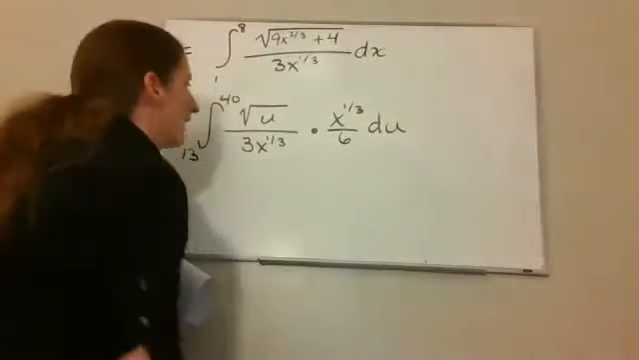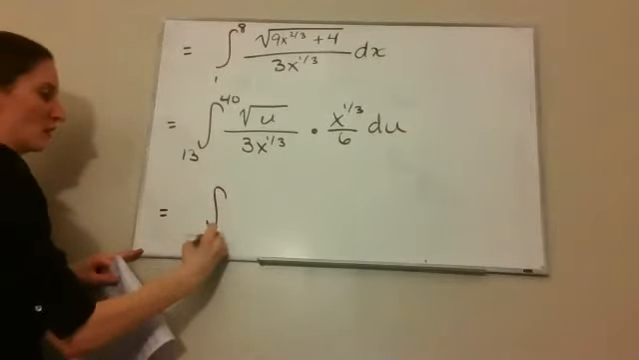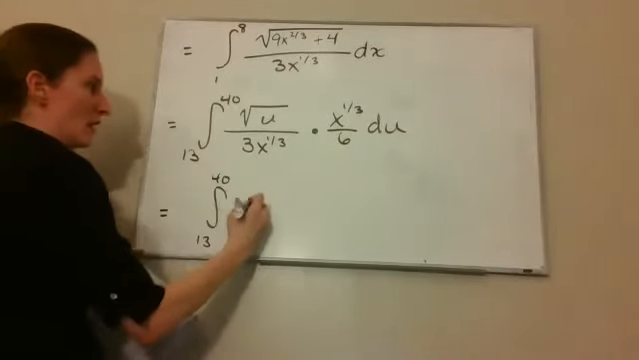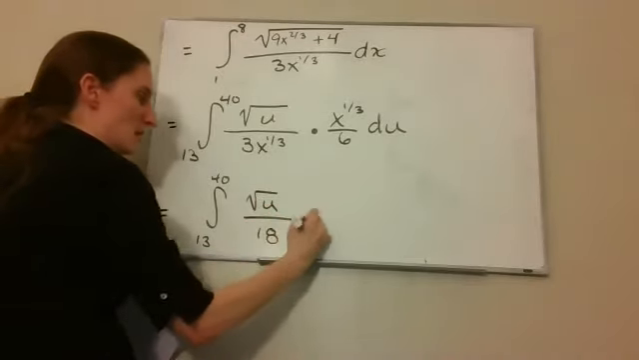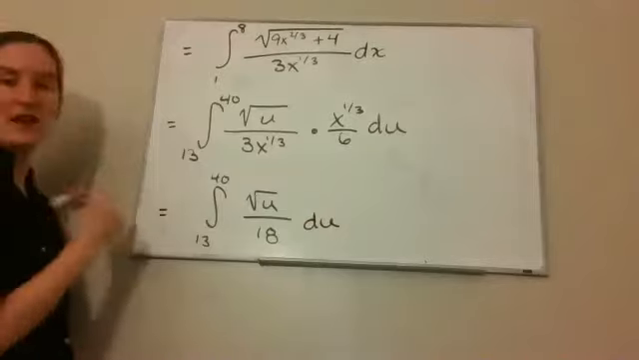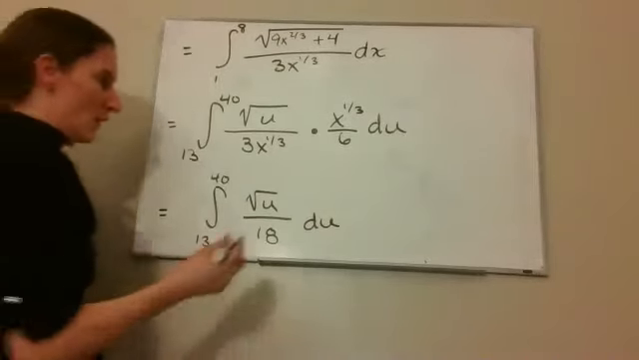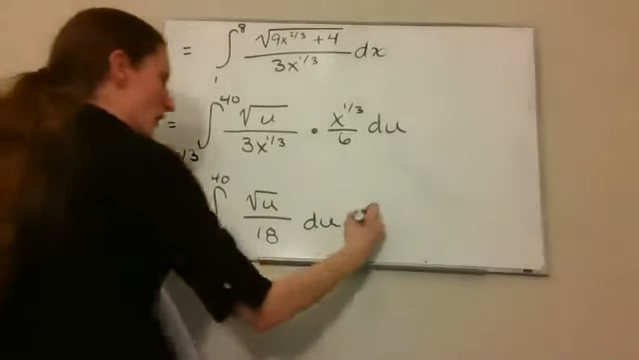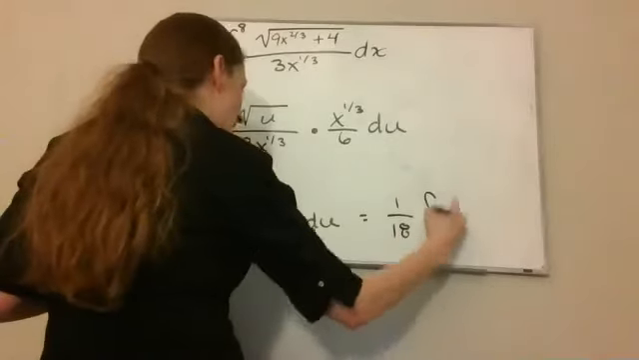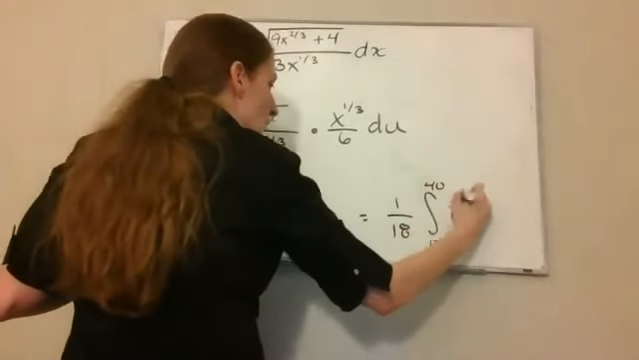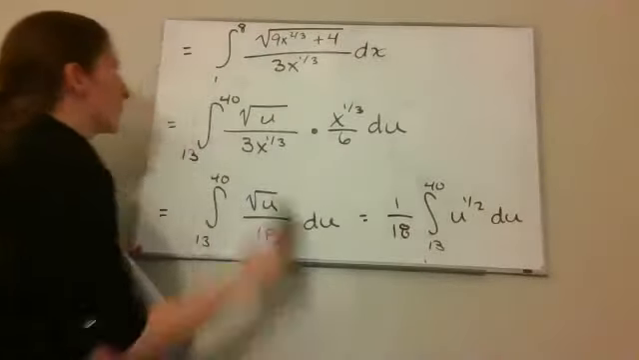So when I cancel out those x to the 1/3, I'm going to get an integral from 13 to 40 of the square root of u over 18 du. And this is an integral that we can actually do. So let's go ahead and pull the 1 over 18 to the outside and rewrite our square root of u as u to the 1/2. And now we can do our power rule.